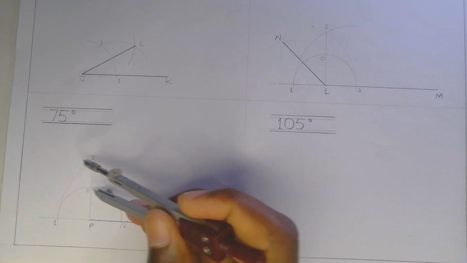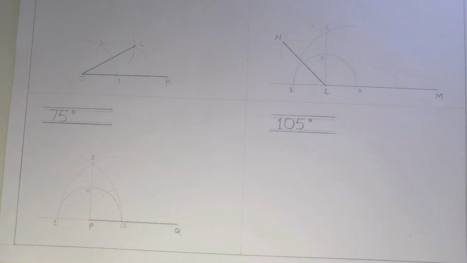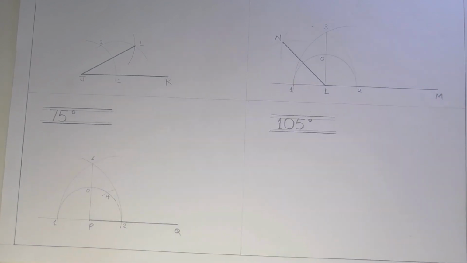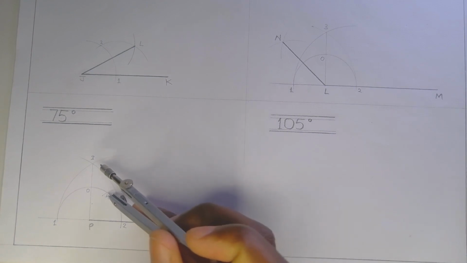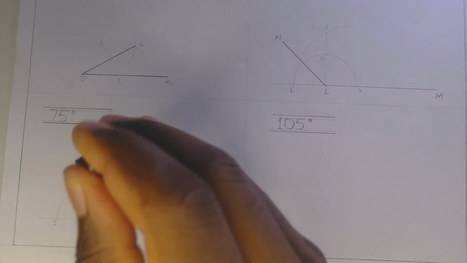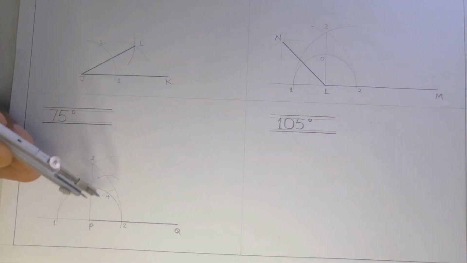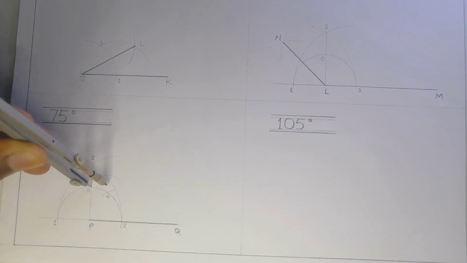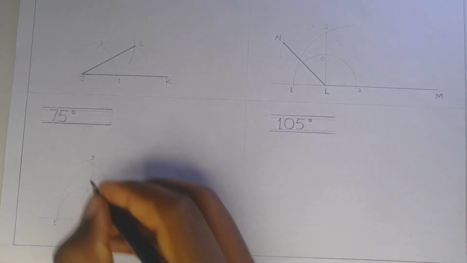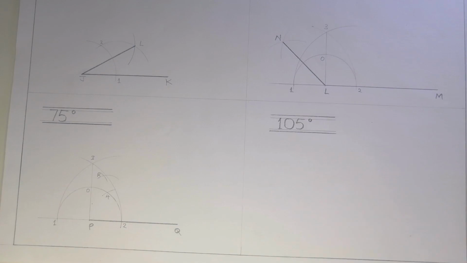Next, you're going to bisect the angle between point 4 and point O. So if I stand at point 4, I need to open my compass to point O like that, then draw an arc. Without changing my radius, I stand at point O, draw another arc. The new point that I'm going to have here, I can call it R. That is going to give me 75 degrees.